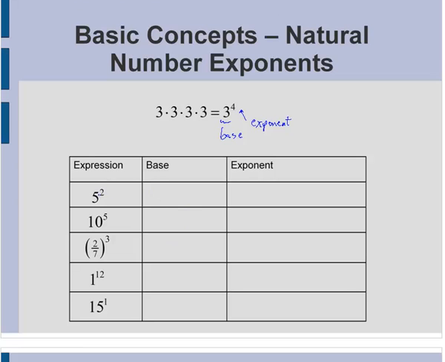So, for example, 5 to the 2nd, the base is 5, the exponent is 2. And what that really means is 5 times 5. 10 to the 5th, base is 10, exponent is 5, and that really means 10 times 10 times 10 times 10 times 10. Why don't you try the other 3 on your own?